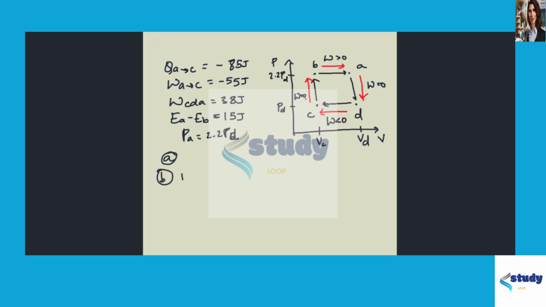For part B, we want to find out the total work done by the gas during the cycle. So obviously in A to D and B to C, the work is zero. So the total work done is simply work done during B to A and work done during D to C. Now, we use the same trick as we used in the last two problems, number 38 and 39. So work done during BA is QBA minus EBA using the first law of thermodynamics. And during DC, it is QDC minus EDC.